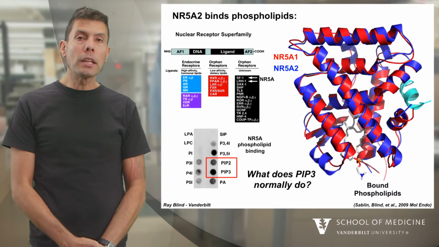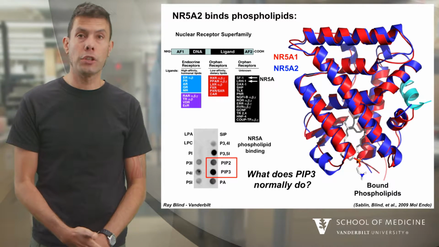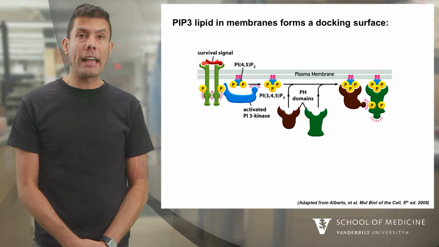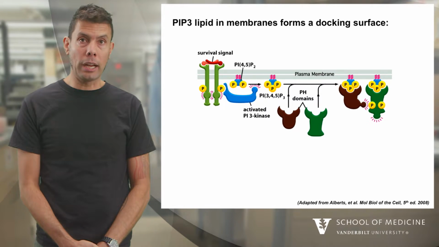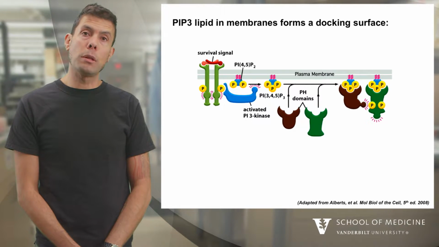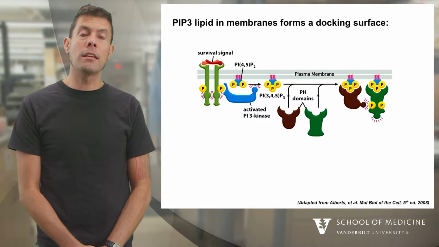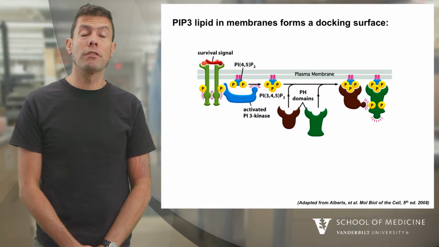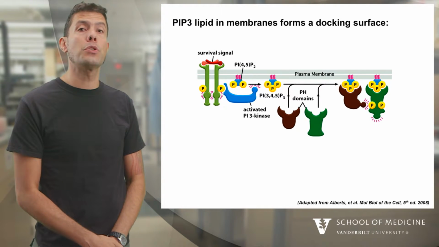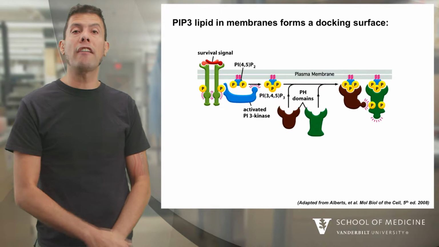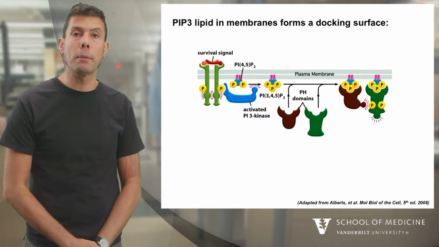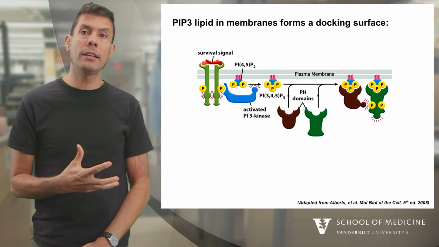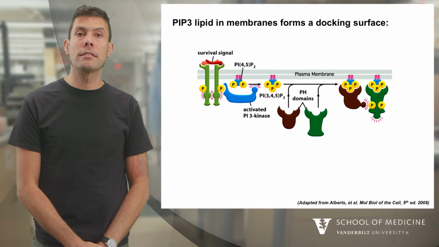So what normally do these particular phospholipids actually do in normal cellular physiology? And that is that they form docking surfaces at biological membranes. So essentially what these phospholipids do is they are generated on the cellular membrane in response to some sort of signal, such as insulin, that comes in from the outside of the cell. And as you can see here, this PI(3,4,5)P3, that is the PIP3 phospholipid, forms a little docking site for that brown and green protein to actually bind to and get clustered onto the membrane.